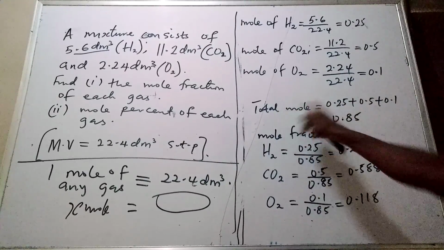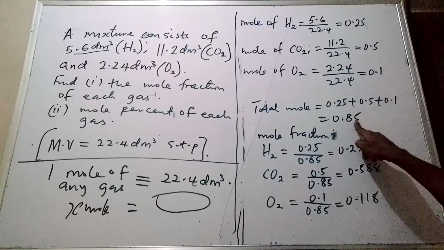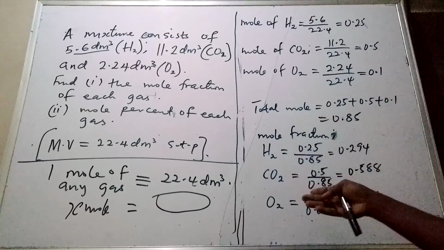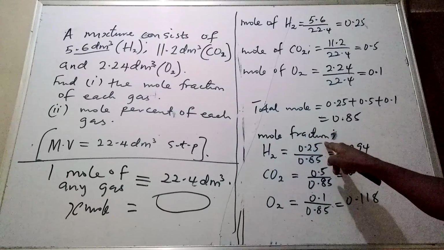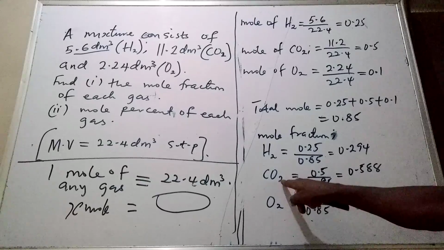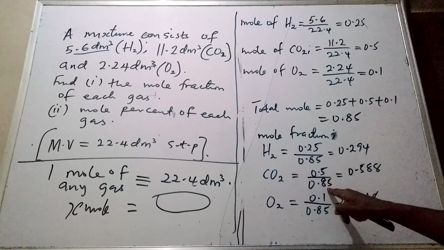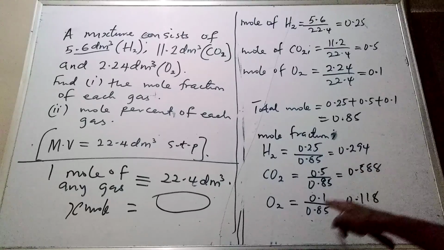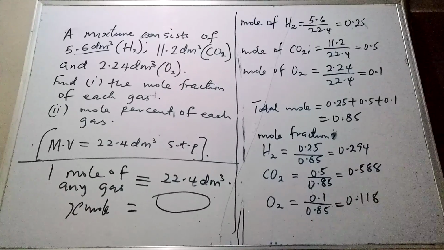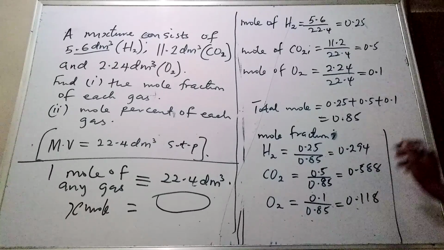So when we find the total mole, we add all of them together to get this. And to get the mole fraction, we use mole of hydrogen divided by total mole to get this. Mole fraction of CO2, that's carbon dioxide, mole of carbon dioxide divided by 0.85, which is the total mole we got. And for oxygen, this. So if you want to find the mole percent, you just multiply each of them by 100. That will give you their percentage.